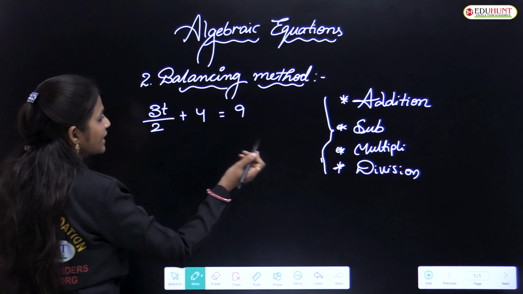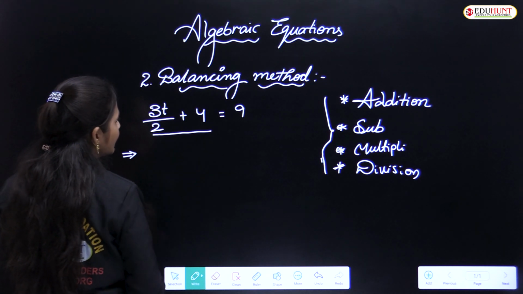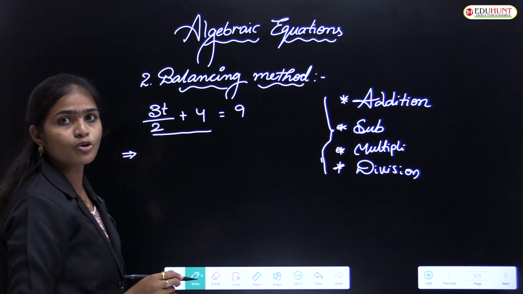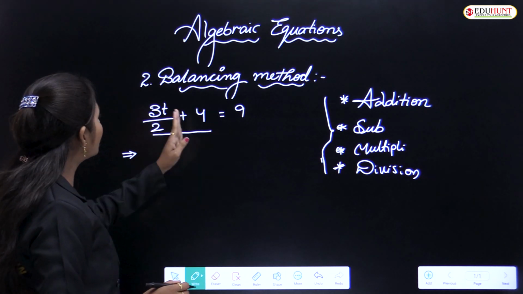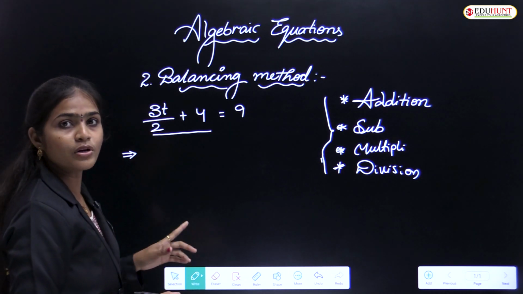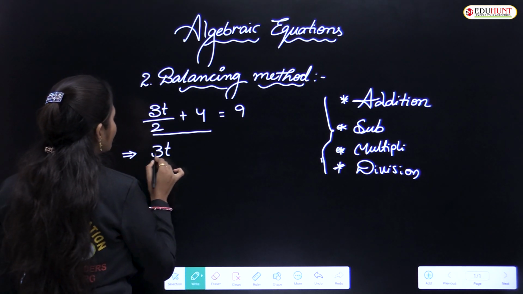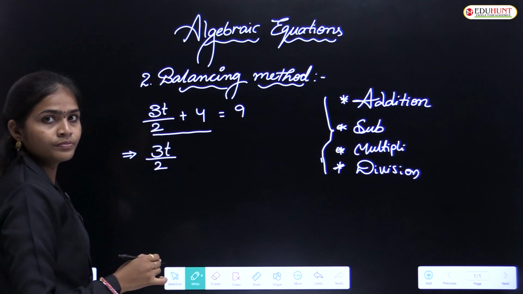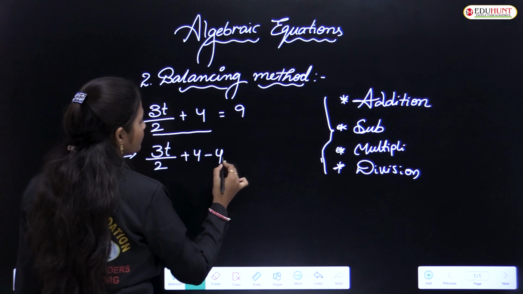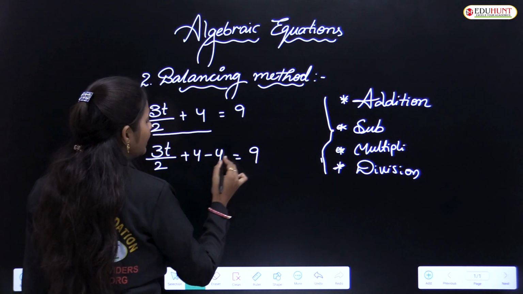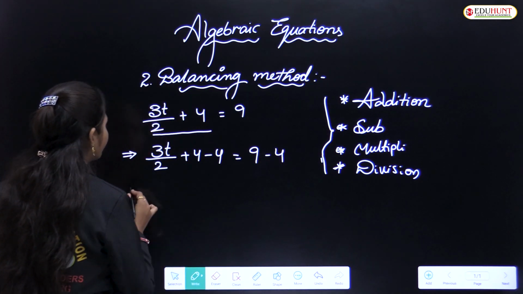So how do we simplify? Again the same. First step: here we first check the LHS. In the LHS, what is the constant term? Yes, that is 4. Before that 4, which symbol is there? Positive 4, which means plus 4. So we take minus 4. So 3t by 2 plus 4, we take minus 4, which is equal to 9. Here we are adding minus 4, no? So we have to subtract minus 4 here also.